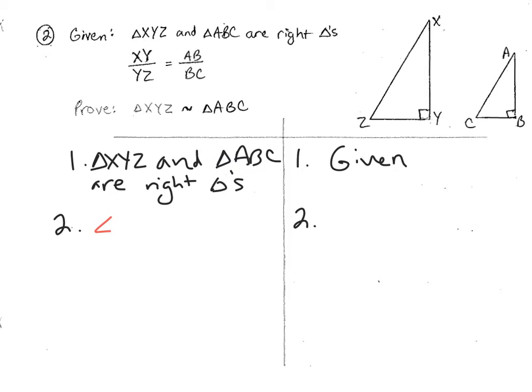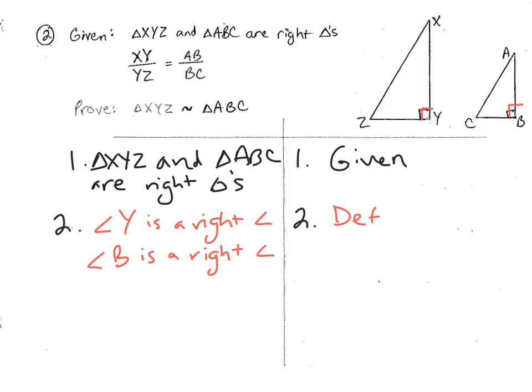So I know in this case that angle Y is a right angle. That was marked for me, and angle B is a right angle. And that really comes from my definition of right triangle. A right triangle is a triangle with one right angle in it. So I've identified that I have a right angle in each of those triangles. Not good enough. I want to say that I have a congruent angle pair.